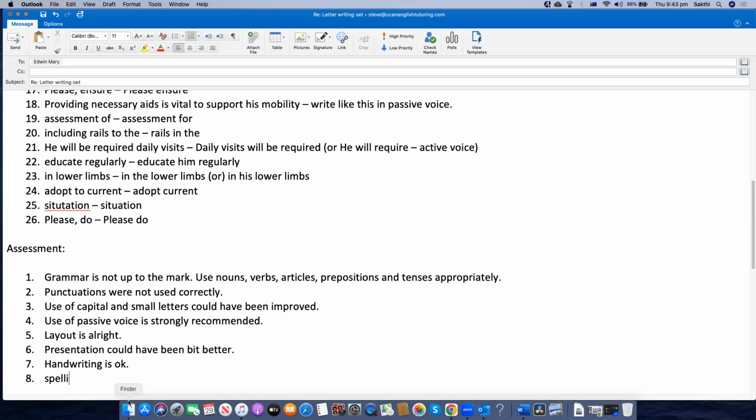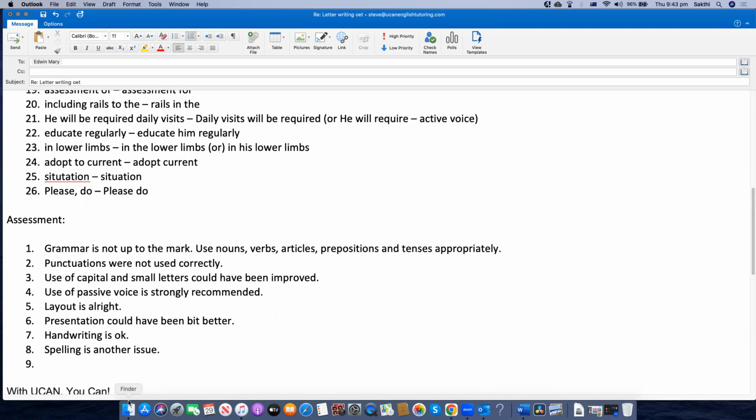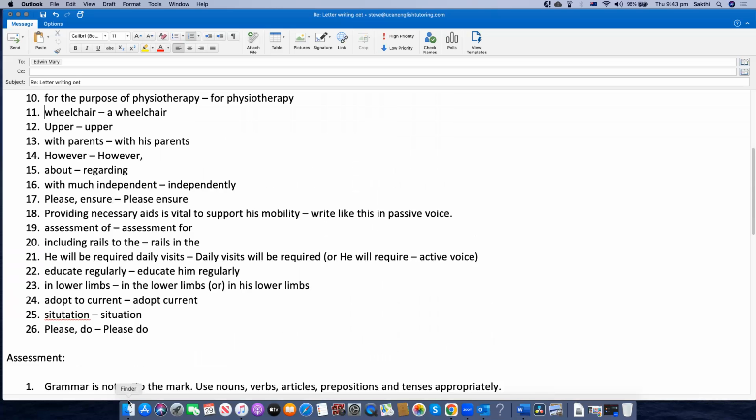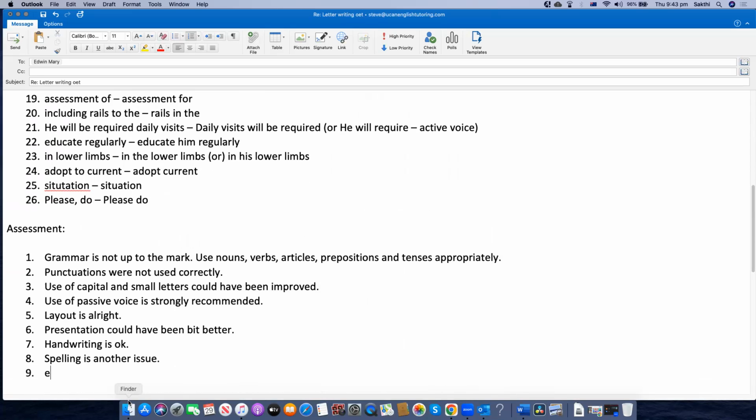Spelling is another problem. Spelling is another issue. You shouldn't commit any issues in regards to spelling. Spelling is going to be a very important parameter as far as the assessment is concerned. So use the passive form and use the articles, use the capital and small letters appropriately. Do not add any words unnecessarily. Okay, ensure you write the words only necessary for the task. Okay, don't add any words unnecessarily. They are not going to add any value to it.